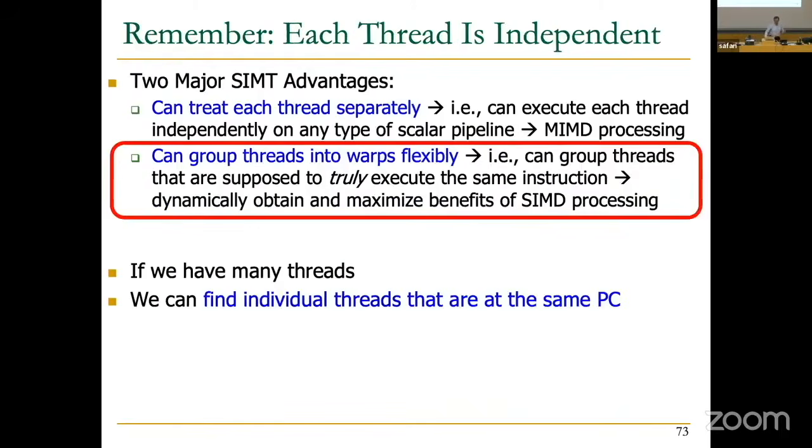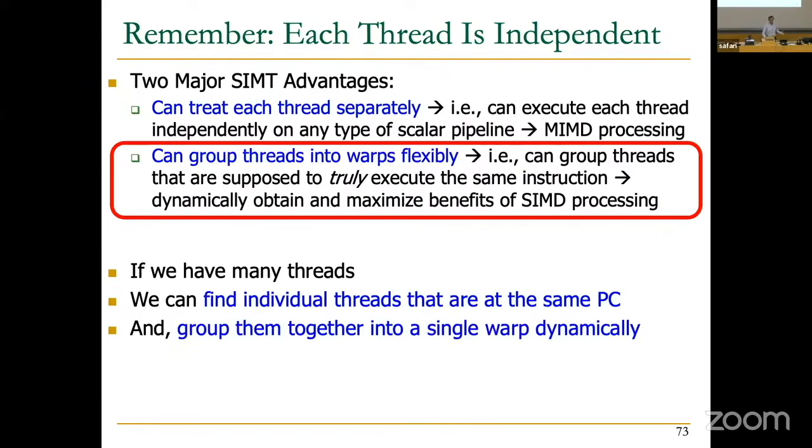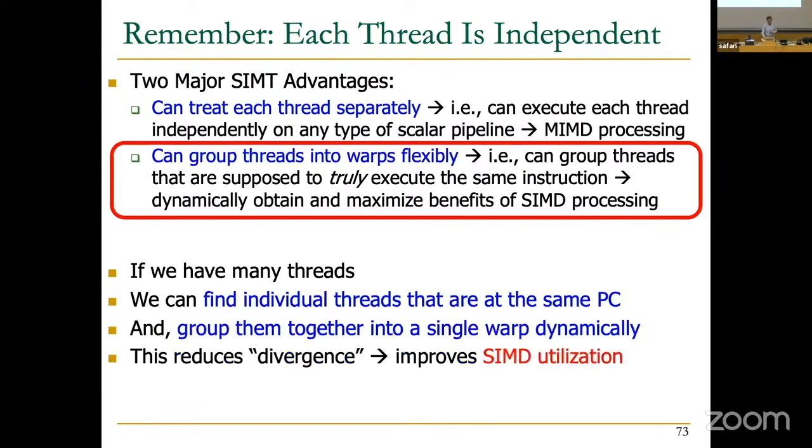So if you have many threads, you can find individual threads that are at the same PC. You need some hardware support to do that. And group them together into a single warp dynamically. This reduces divergence. In other words, it improves SIMD utilization.